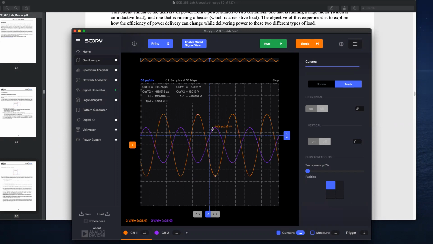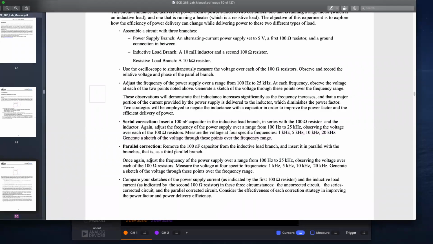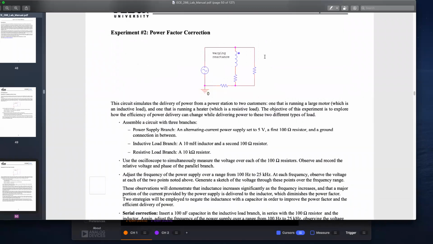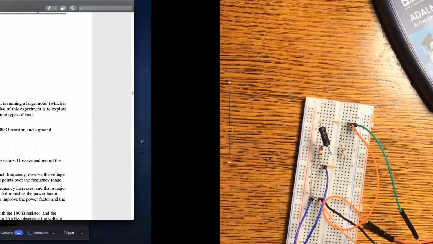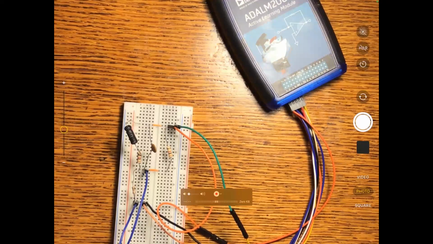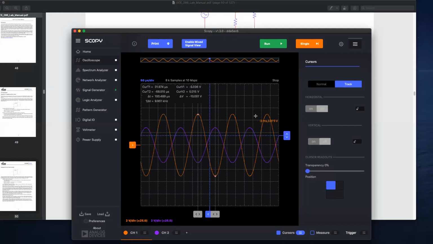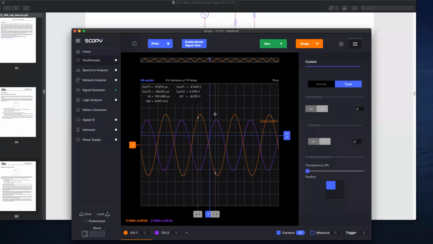Now you also want to do a parallel correction. The one we just did was series. The parallel one is removing that 100 nanofarad capacitor and placing it in parallel with that 1K load and that inductive resistive branch. It's just going to come right here. So let me rewire my circuit. Okay, cool. If you look at it now, you see how that's in parallel with the inductive resistor branch and that resistor. And if I measure the data again, you saw how everything changed, right?